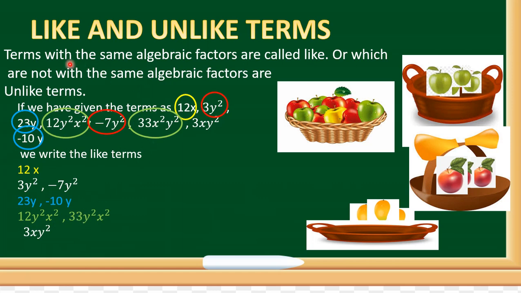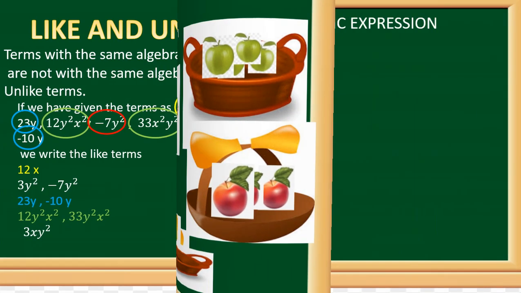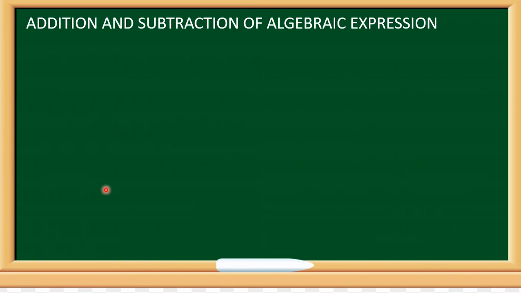So remember, the terms with the same algebraic factors are known as the like terms, and which have no same algebraic factor are known as the unlike terms. Now on the basis of the like terms, we can add and subtract the algebraic expressions. So let us take one question of the exercise 9.1.